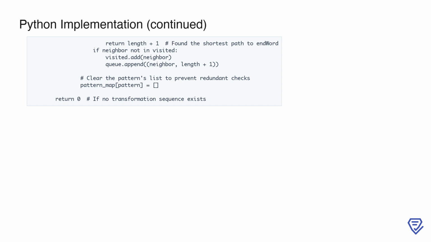For each word dequeued, we generate all possible patterns by replacing each character in the word with an asterisk, just as we did during pre-processing. For each generated pattern, we retrieve its neighbors from the pattern_map.